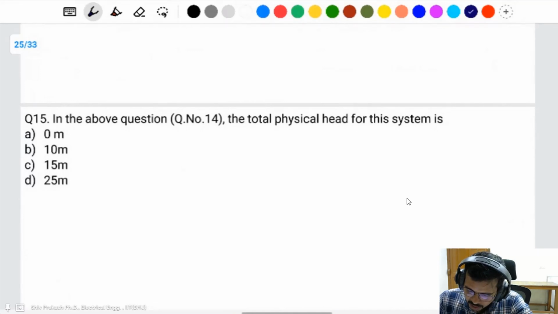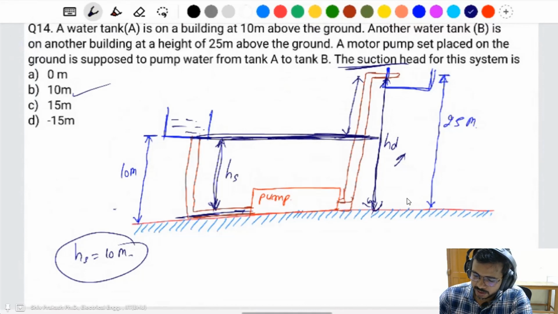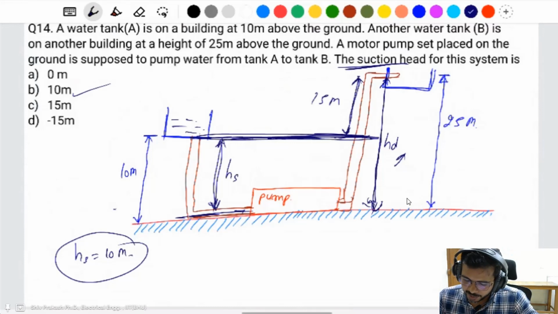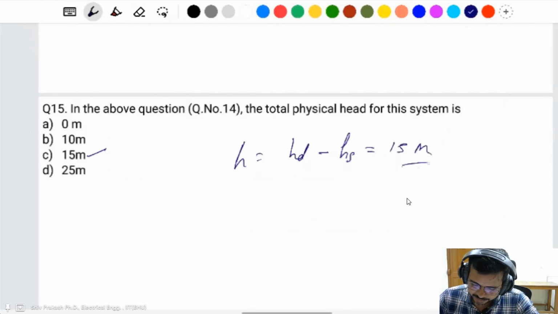So for the same question, the total physical head for this system: the total head. This will be 25, but 10 meter is the water level already. That's why the total head is 15 meter only. It is discharge head minus suction head. If there is the same layer at the height level, this will be 15 meter.